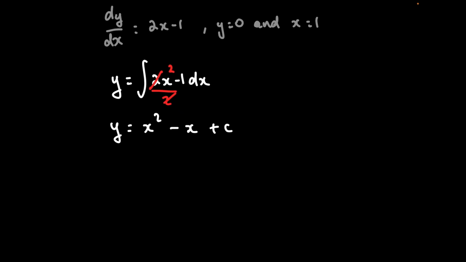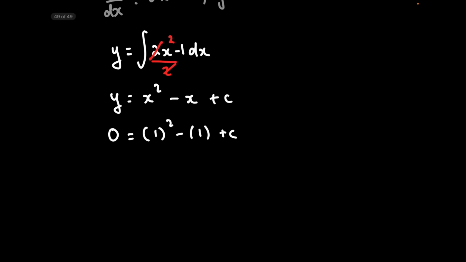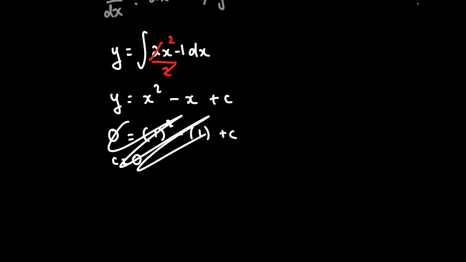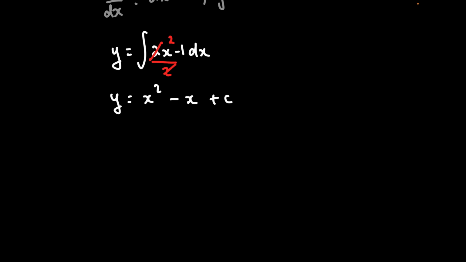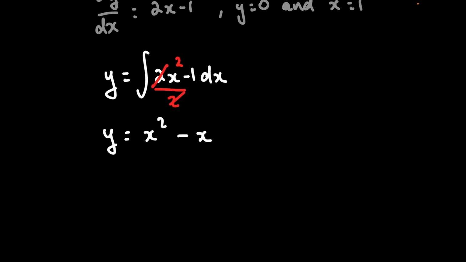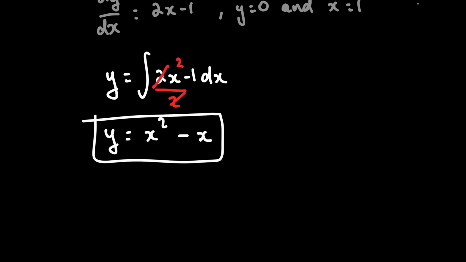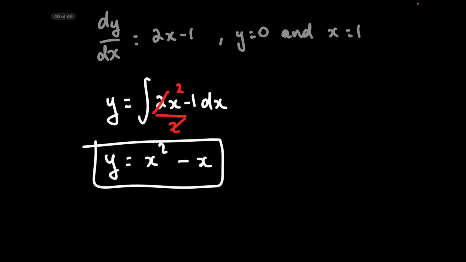But to actually solve this question, we need to work out what the value of c is. So we're going to substitute in the coordinates y equals 0 and x equals 1 to solve for c. So 0 is the same as 1 squared minus 1 plus c. That would be the same as saying c is equal to 0, in which case we can simply just say that all of this is just plus 0, or in other words, this is just the final answer. This is the equation of y in terms of x.